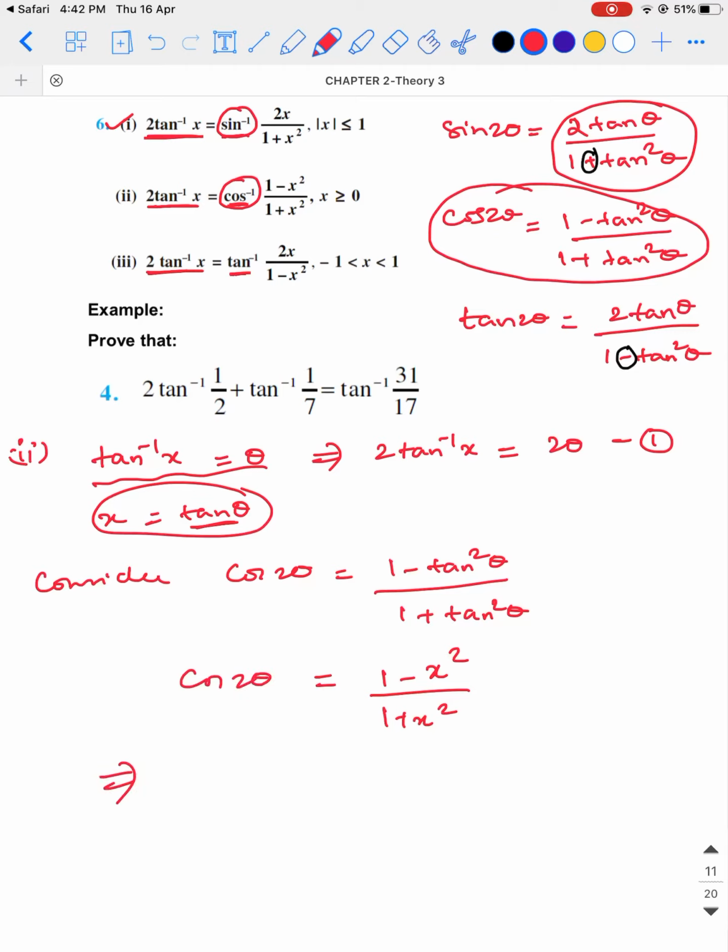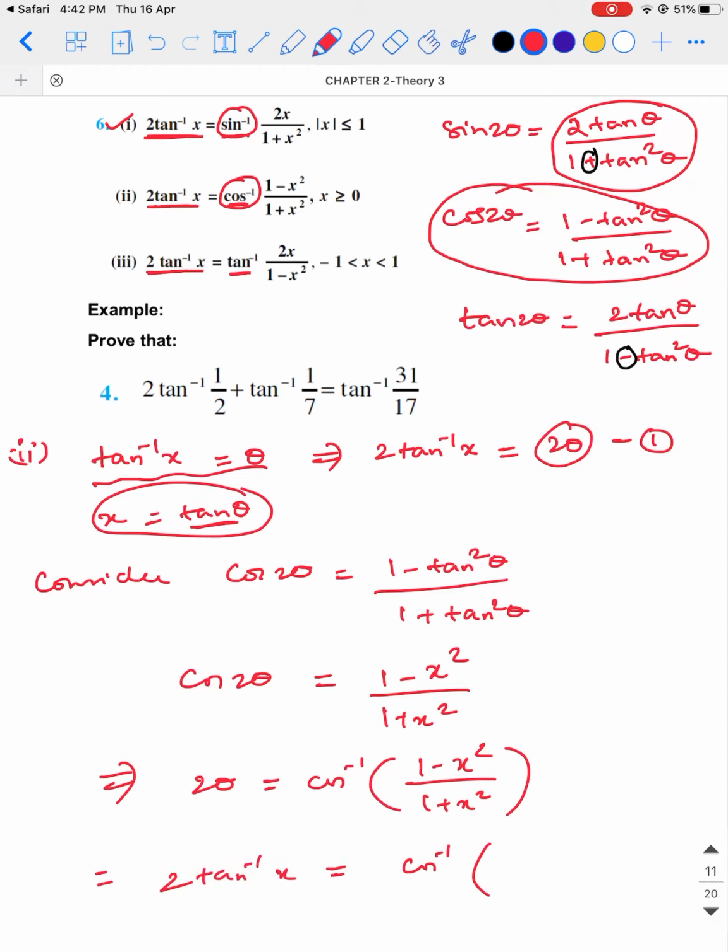So taking cos inverse on both the sides, 2 theta will be equal to cos inverse of 1 minus x square divided by 1 plus x square. But what is 2 theta? 2 theta is nothing but 2 tan inverse x. So 2 tan inverse x is equal to cos inverse of 1 minus x square divided by 1 plus x square.